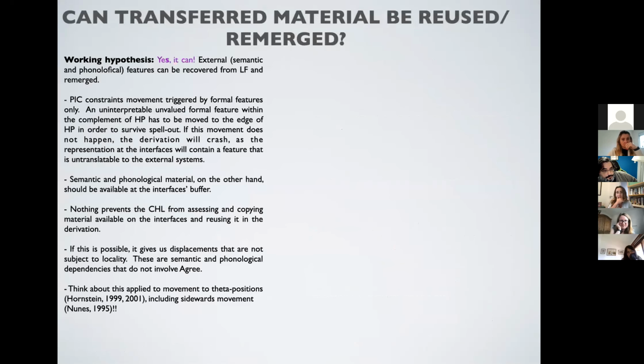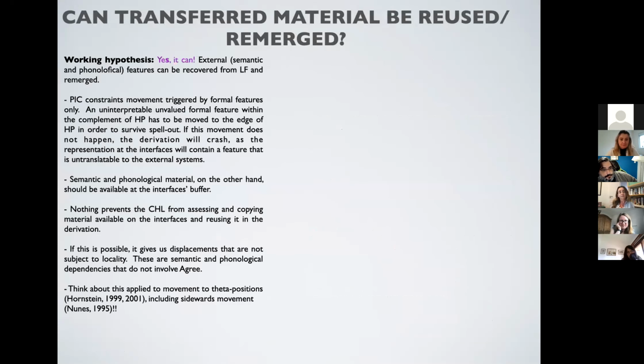Here's another possibility. Can we remerge? Can we reuse material that was already transferred to the interfaces? And here is my working hypothesis. Yes, we can. What I'm calling external features, which have a semantic and phonological import, can be recovered from the interfaces and remerged.